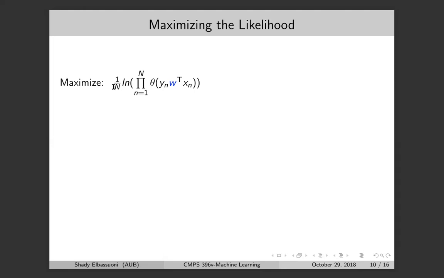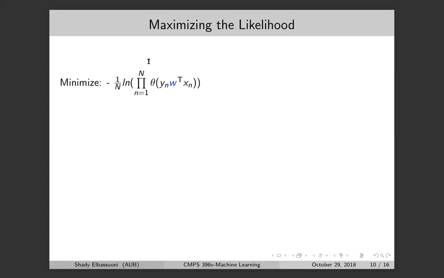Okay, now instead of maximizing, I'm going to minimize the negative of this quantity. Yeah, so this is the objective function or the error function for logistic regression. So minimize negative 1 over n log of the product from n equals 1 to n of theta of yn W transpose xn. Okay, let's just simplify this formula a little bit. It'll become really clean and nice.